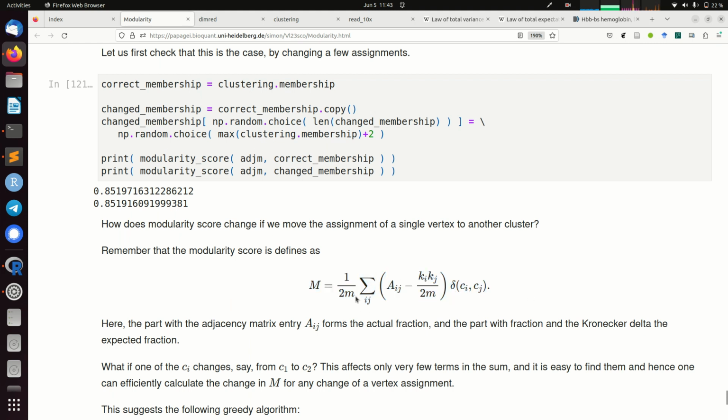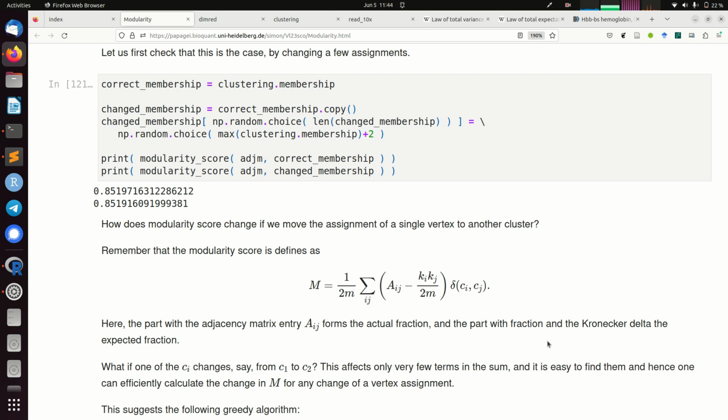So what we do here to calculate the modularity score, we go over all vertex pairs which are in the same cluster. And we calculate for this vertex pair a 1 or a 0: a 1 if the two vertices are connected in the actual current assignment. And this here is the expected number of connections between them. So this is the actual fraction, and this is our expectation under permutation. We subtract them, and we sum this up over all of them. This is how we can calculate the modularity score in one loop.